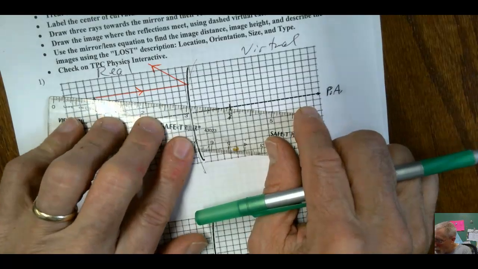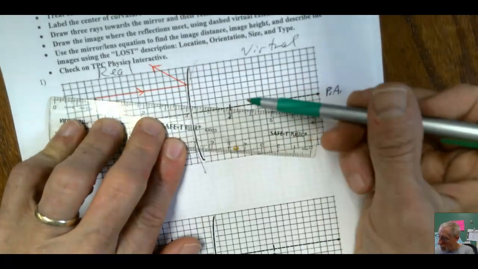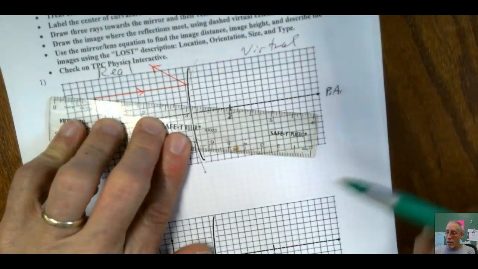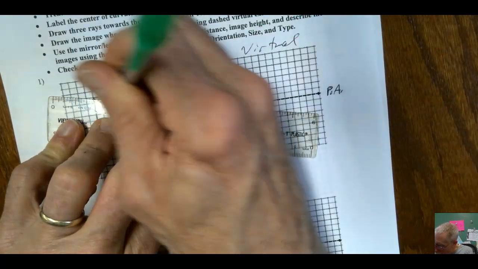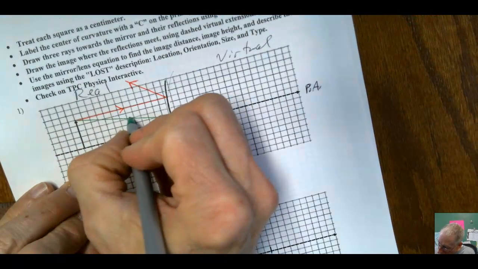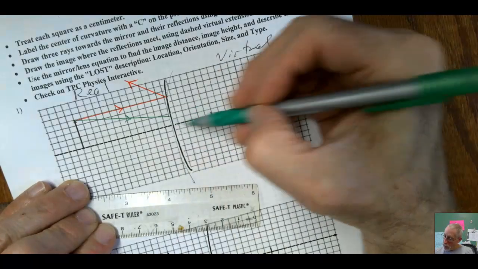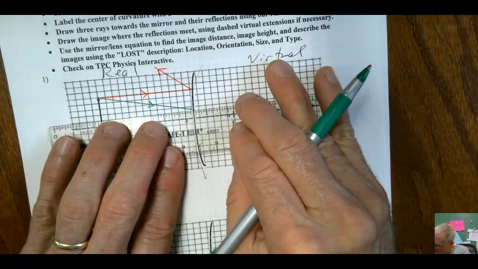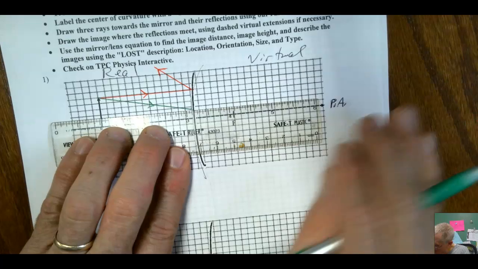You see how I've got a ray that I'm going to draw and it's heading right to this focal point, but I never make it there because I have to stop when I hit the mirror. This is what the real light does. So it's heading there, but before it gets to the focal point, it reflects, and this is the one that reflects parallel to the principal axis.